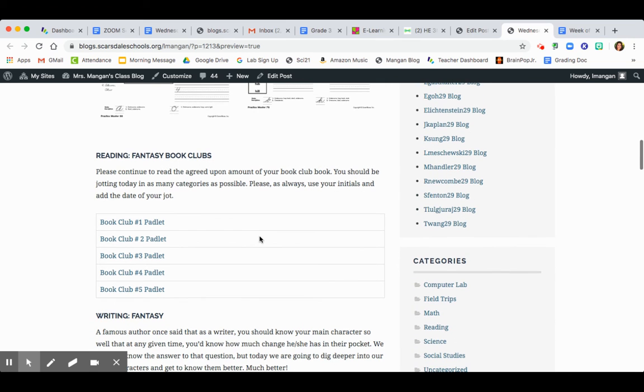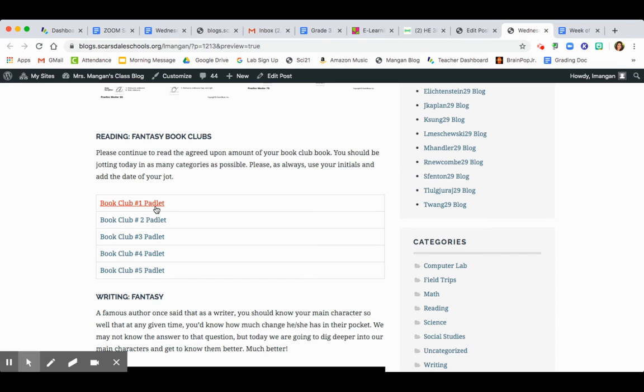For book clubs today, you're going to read the agreed upon amount of your book club book as always. I know we made clear plans on Padlet at our Zoom yesterday, so check back there if you need help. And always, you're going to jot on the Padlets. Please be using your initials and the date. Please, please, please. I don't know how else to ask. Then I can see who is doing that great jotting and what day you did it.